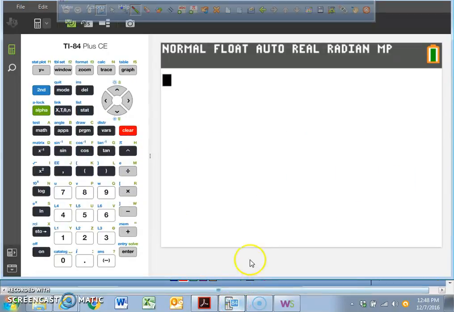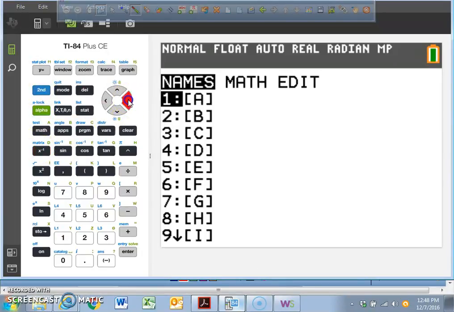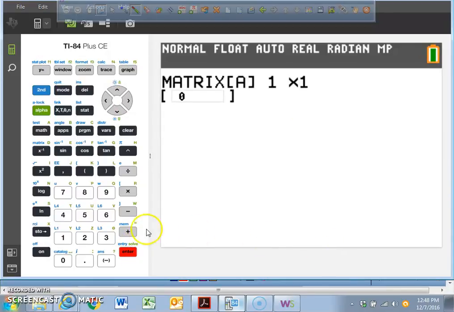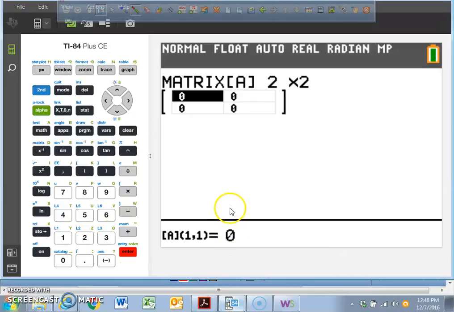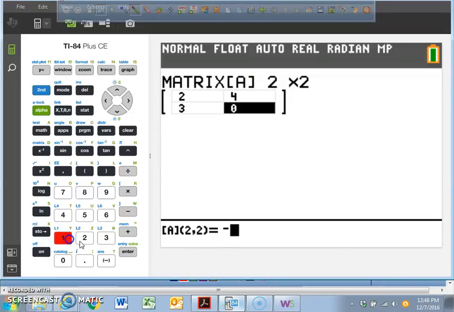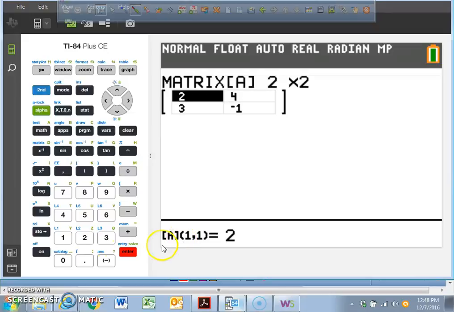What we're going to do is type in our matrix. So hit second, X to the -1. Move to the right where it says edit and press enter. We're going to make a 2 by 2. All right, and Peyton, give me the numbers that go in. 2, 4, 3, -1. There we go. So make sure you have that typed into your calculator.